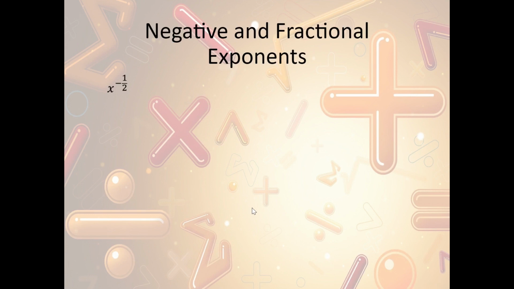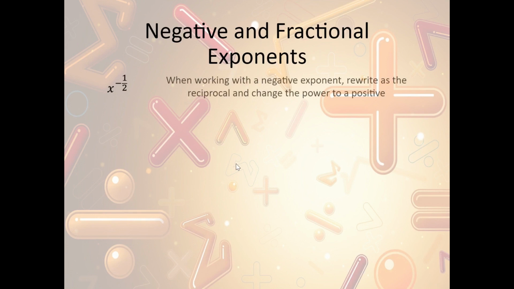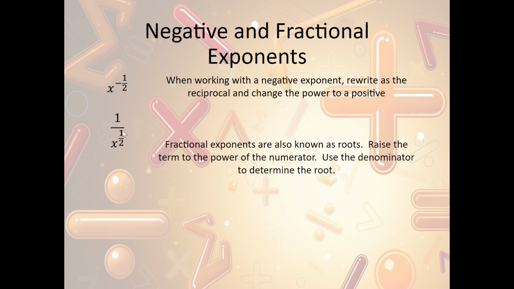Now what if we have a negative and a fractional exponent? Well, we do the same thing we did on the previous two. We're going to go ahead and flip it and make it positive. So x to the negative 1/2 becomes 1 over x to the 1/2 power. Just like that. Now we know that we're going to take the 1/2 power, and that becomes x to the first, and then we're going to take the square root of that. So that becomes 1 over the square root of x to the first, which is just x.